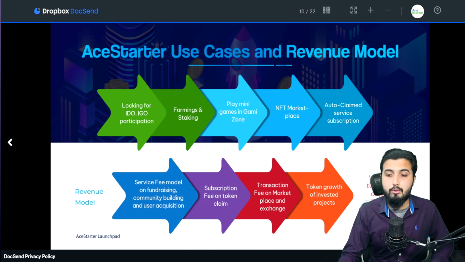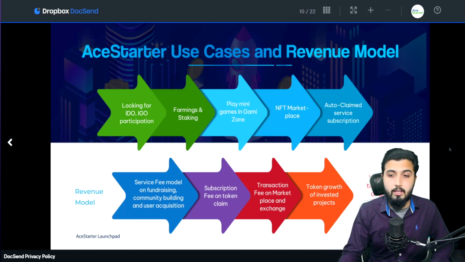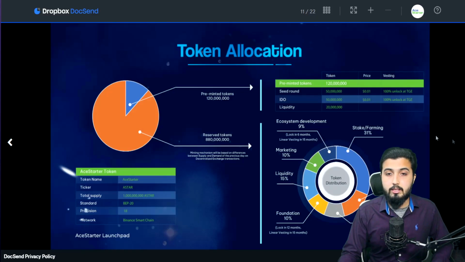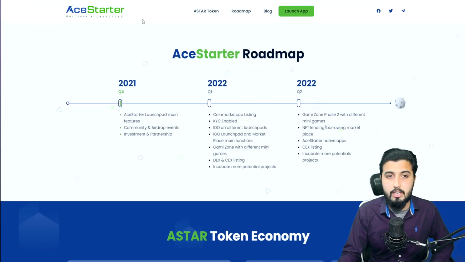It says we commit to use a part of profit for buyback of ACEStarter, which again is going to be another thing to push the price up of the ACEStarter token. And this was the whole revenue model in case of use case: locking for IGO participation, farmings and staking, play mini games in GameFi zone, and then NFT marketplace, auto claimed service subscription. And we already have talked about the allocation, and this is their roadmap, which we actually have right here.